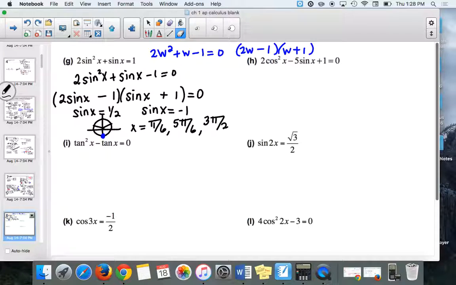You'd have to make them all into sines or cosines. So what I would do is replace this cosine squared with 1 minus sine squared. Do you remember how to do that? Okay, and then you would factor.